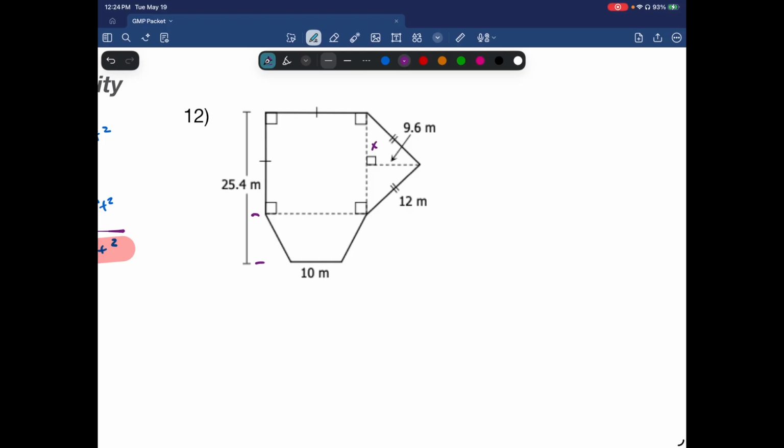So I got 9, this is 12, 9.6. So x squared plus 9.6 squared equals 12 squared. So x squared equals 51.84, and then x is the square root of that, which is approximately 7.2. So this is 7.2, this is 7.2, which is 14.4.